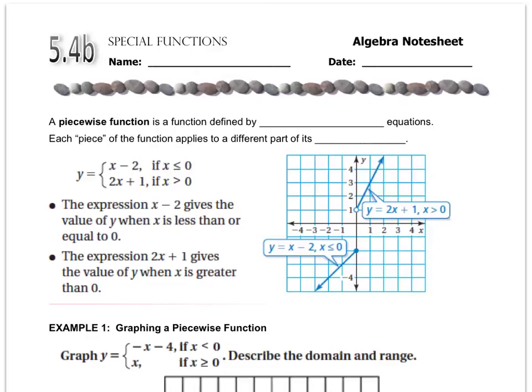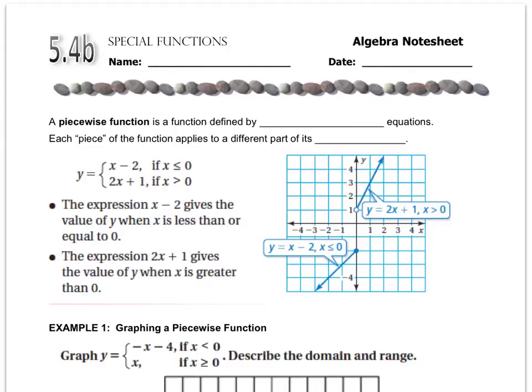Typically, the B lessons are not that involved. They're usually just an extension of the lesson that they're related to. But this B lesson, special functions, is actually quite involved. So I'm gonna split it up into two different videos. One video is gonna be called piecewise functions, and then the other video is on absolute value functions. So make sure that you watch both videos.